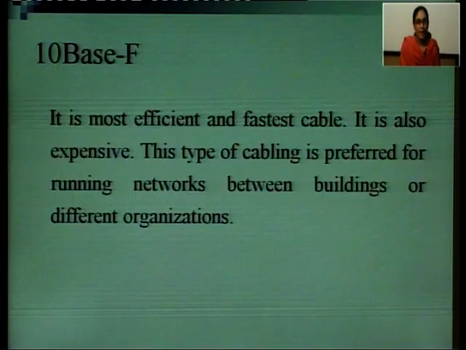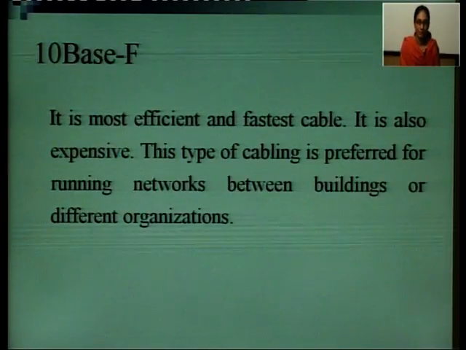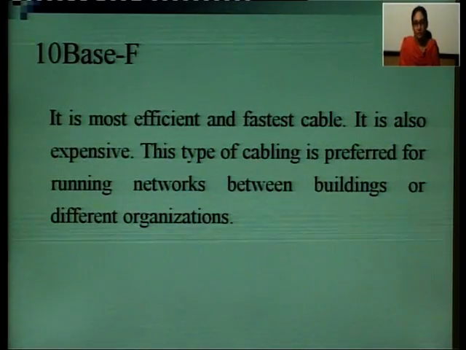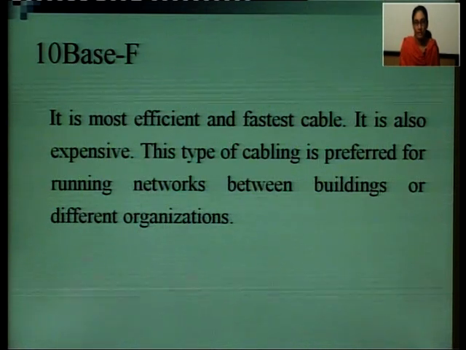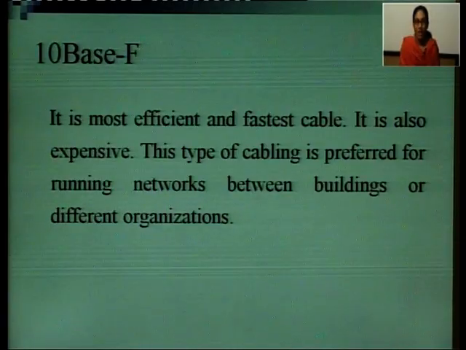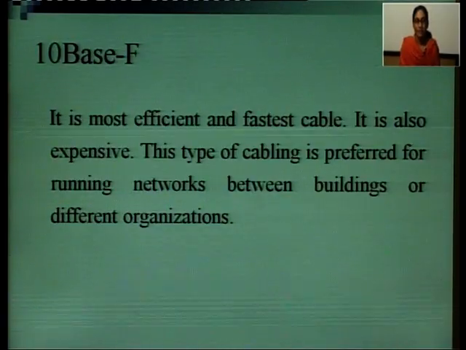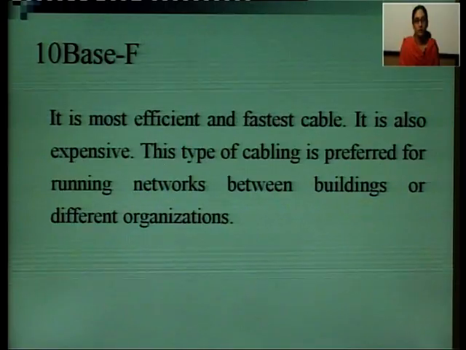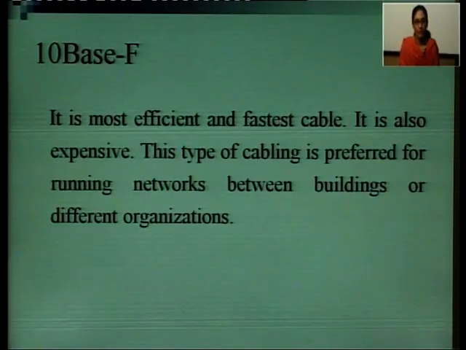Last is the 10BaseF. As we know, it is the fiber optic type of cable, so it is the most efficient and fastest cable. It is also very expensive, so this type of cabling is preferred for running networks between different buildings or between different organizations. The maximum length fiber optic can handle is approximately 2 kilometers. It is the most efficient and fastest, but because it is the fastest cable, it is also very expensive.